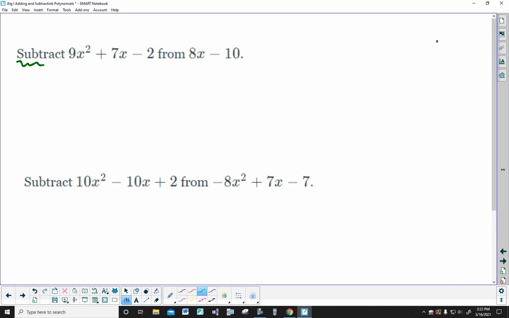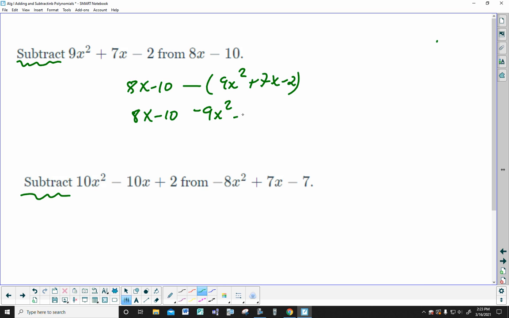Okay, now you got to be careful. When they say it like this, you have to switch the order. This is subtracted from that. So the 8x minus 10 comes first, minus this thing. This is being subtracted from that. So this, even though it's written first, comes second. So they're trying to trick you here. Minus 9x squared minus 7x plus 2. Because that subtraction has to distribute to all three things.